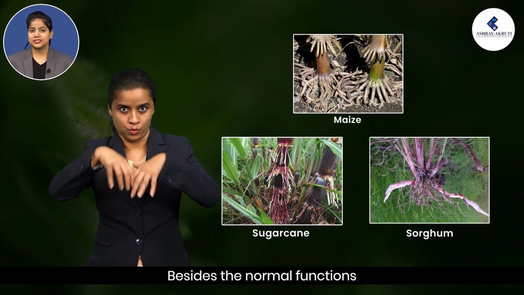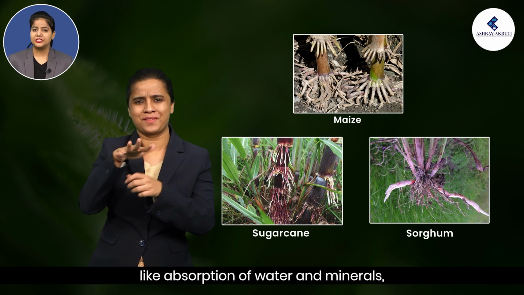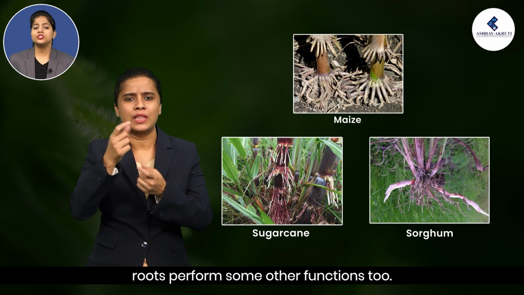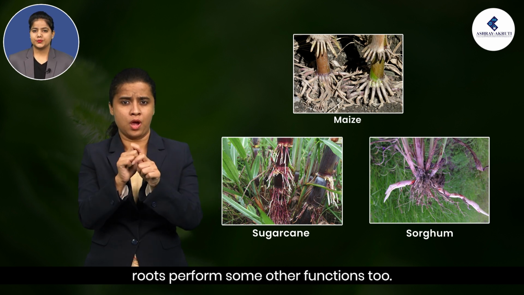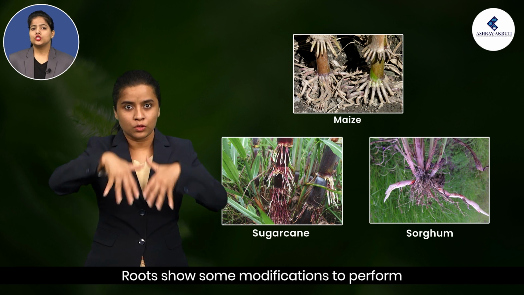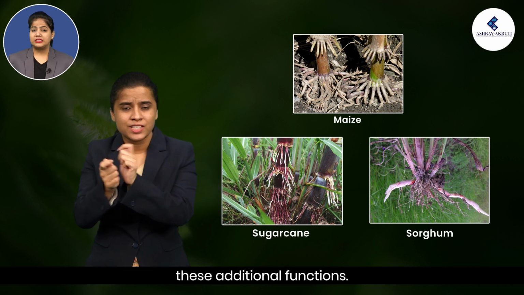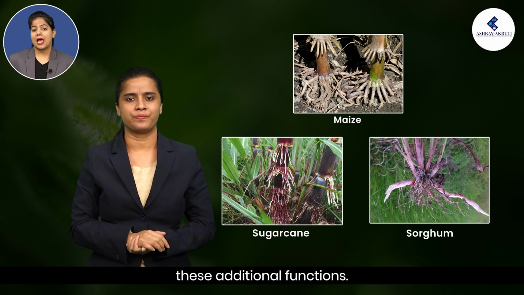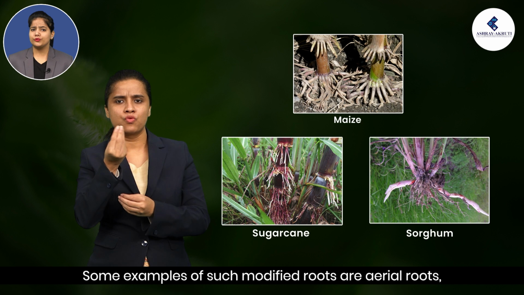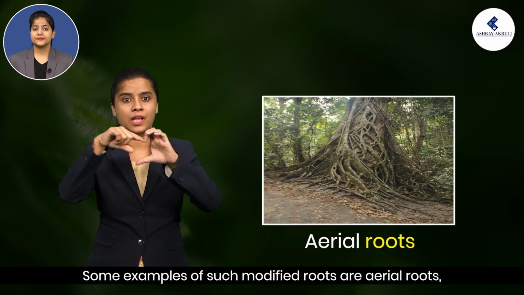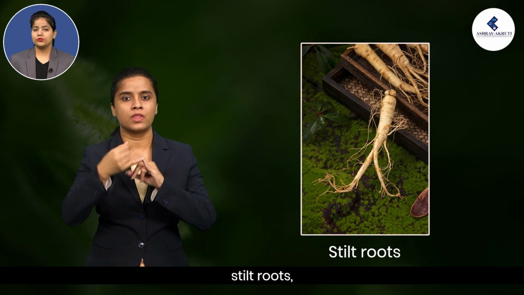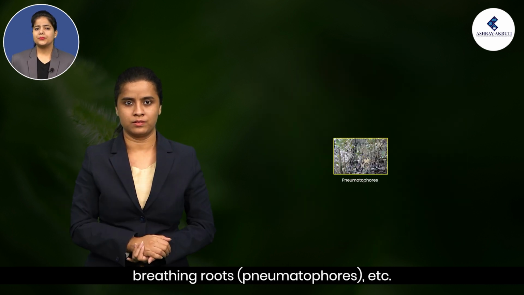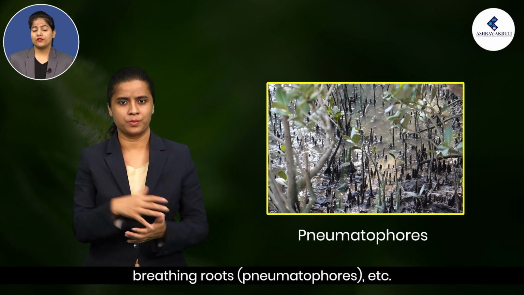Besides the normal functions like absorption of water and minerals, anchoring and supporting the plant, roots perform some other functions too. Roots show some modifications to perform these additional functions. Some examples of such modified roots are aerial roots, stilt roots, runners, breathing roots, etc.